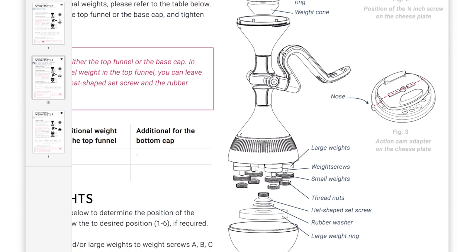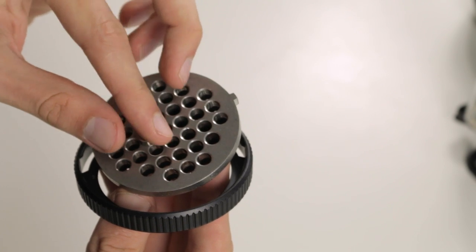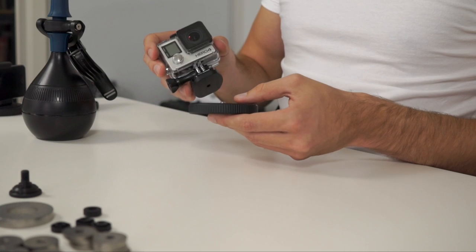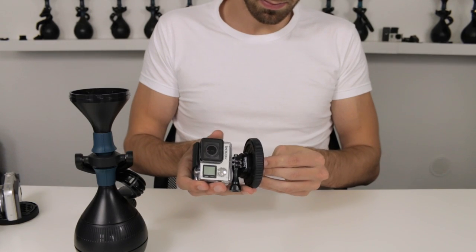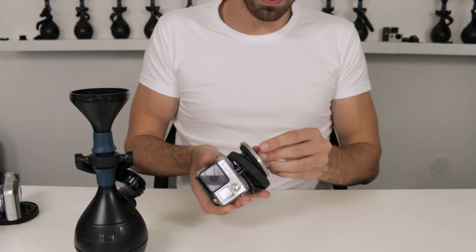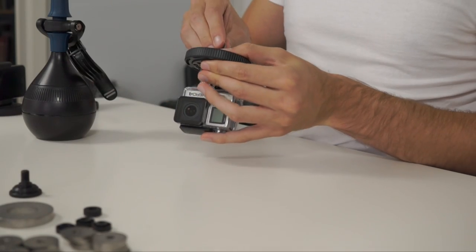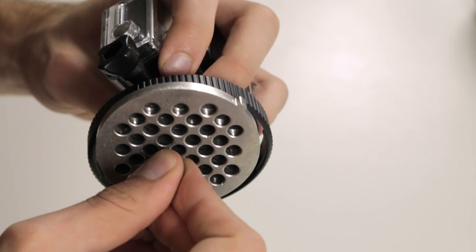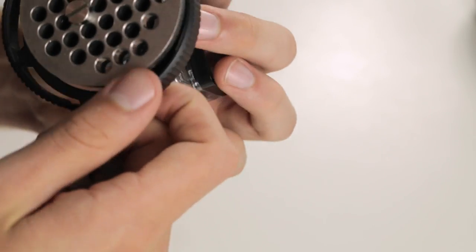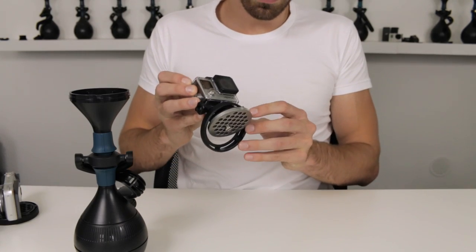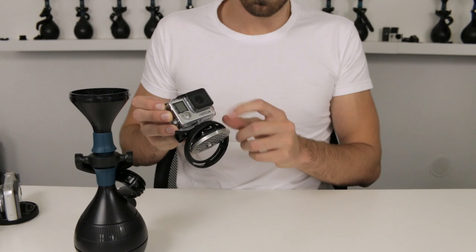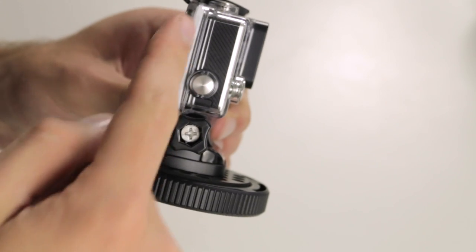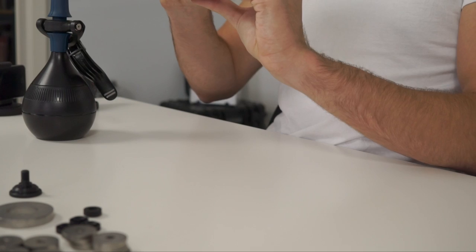For the GoPro Hero 4 Black Edition, that is here on the cheese plate. Make sure to fasten the screw tightly. You can use a small weight plate to tighten the 1/4-inch screw. The lens needs to face the same direction as the nose of the cheese plate. It's very important to make sure that the camera sits on the adapter at a 90-degree angle and faces the right way.